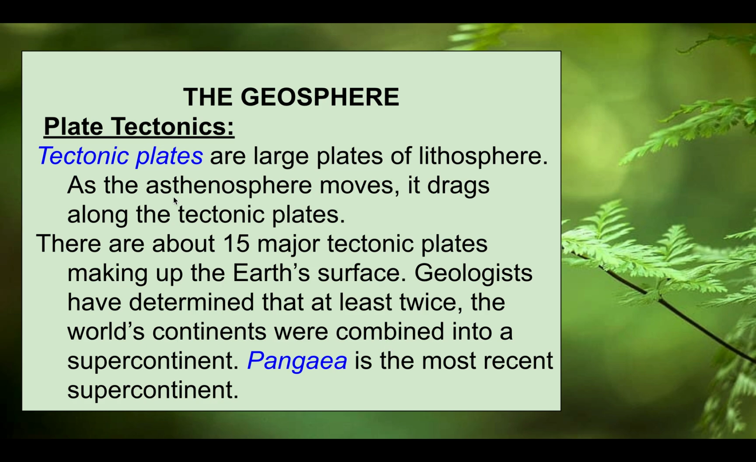The geosphere has plate tectonics. So tectonic plates are large plates of lithosphere. As the asthenosphere moves, it drags along the tectonic plates. There are about 15 major tectonic plates making up Earth's surface. Geologists have determined that at least twice the world's continents were combined into a supercontinent. Pangaea is the most recent supercontinent.